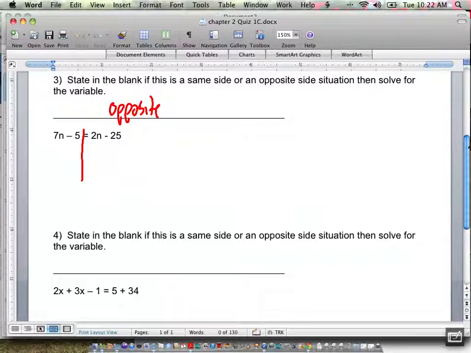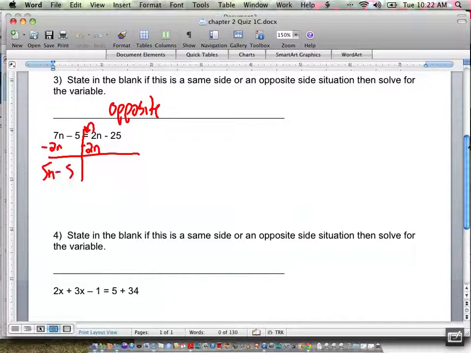Now the question is, how do we do this? Opposite side? Opposite operation. Now this 2n here, we always want to start with the lesser number of the variable. You don't have to, but I just find it makes it a little easier. That's a positive 2n, so I have to do opposite, and I go minus 2n. 7n minus 2n is the same thing.